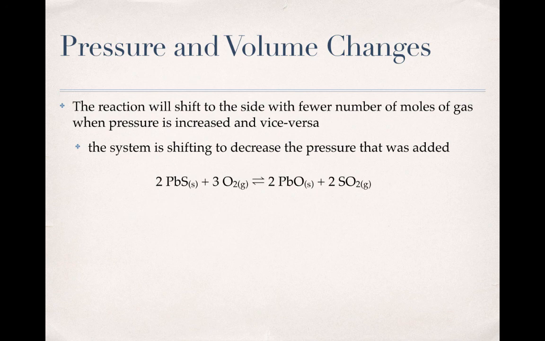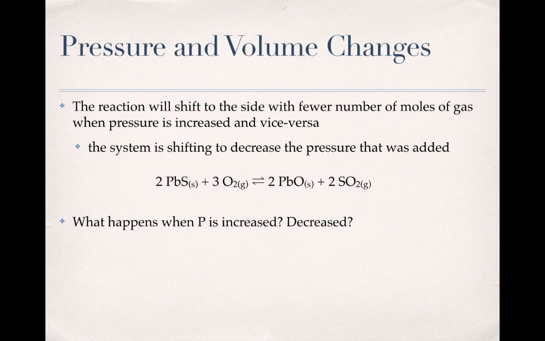So here we have PbS solid plus 3O2 gas goes to PbO solid plus 2SO2 gas. What happens when the pressure is increased? Well, when we increase the pressure, the reaction is going to want to shift in a way that reduces the pressure. So it's going to shift to the side that has fewer moles of gas. In this case, it's going to shift to the product side because we have 3 moles of gas in the reactant and only 2 moles of gas in the product. So by going to the side with 2 moles of gas, the pressure will be decreased and the disturbance in equilibrium will be offset.